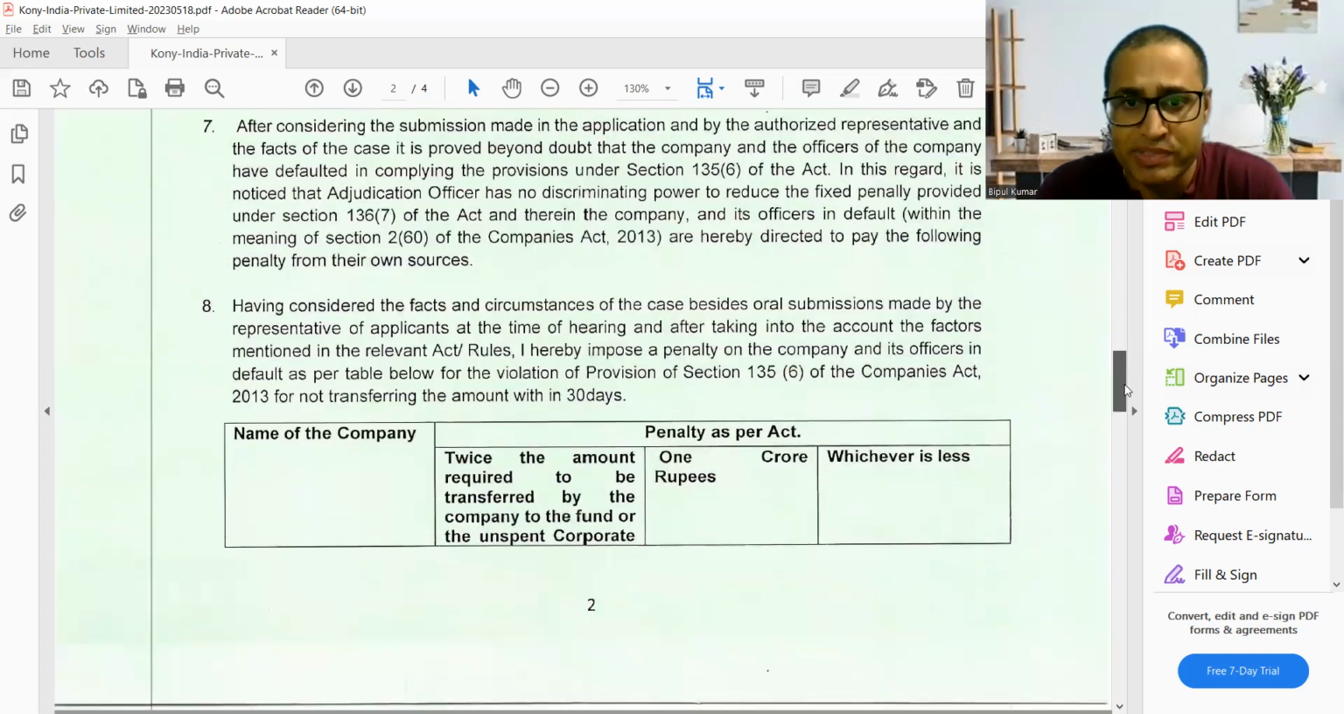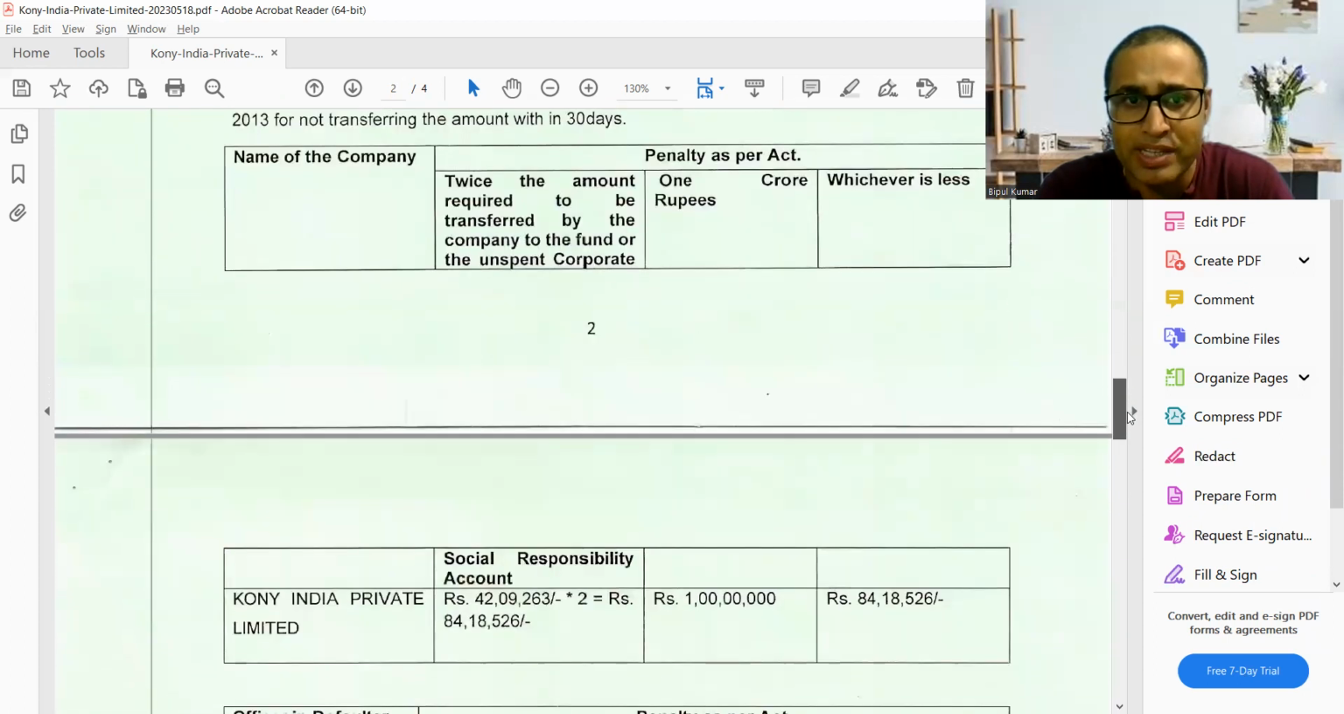Having considered the facts and circumstances of the case, the penalty imposed on the company is twice the amount required to be transferred by the company to the fund or unspent corporate social responsibility account. That is 42 lakh 9,263 multiplied by 2. The total penalty imposed here is 84 lakh 18,526, or 1 crore rupees, whichever is less. Here 84 lakh 18,526 is the lesser amount, imposed as penalty on the company.